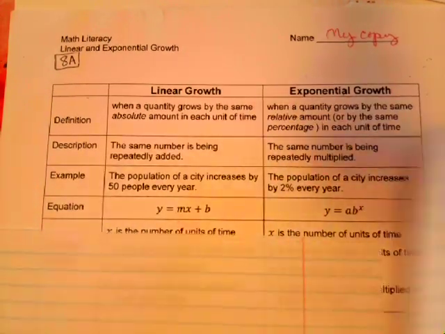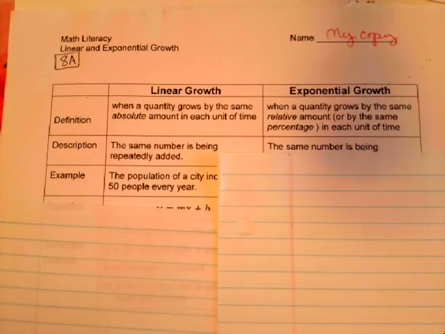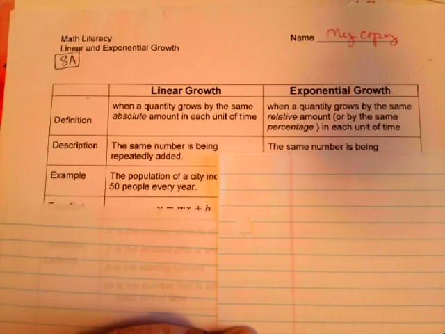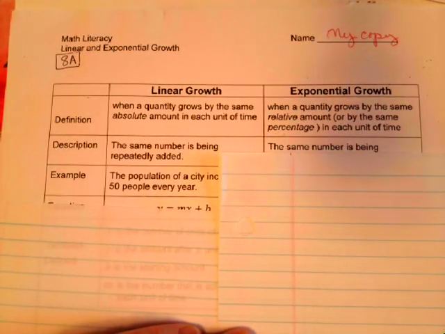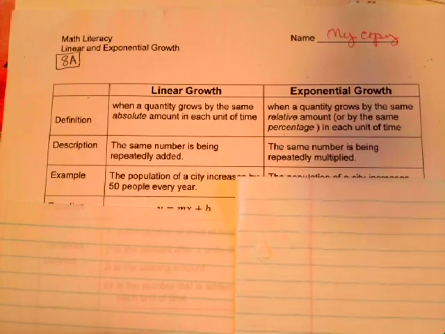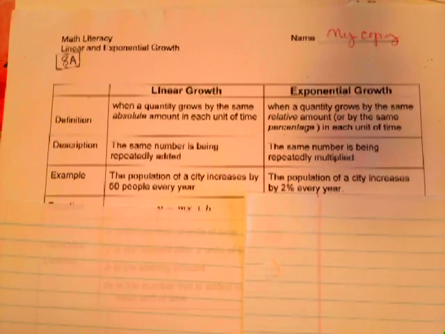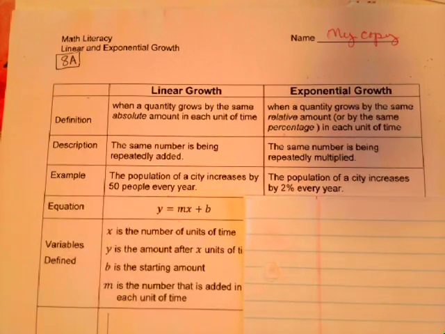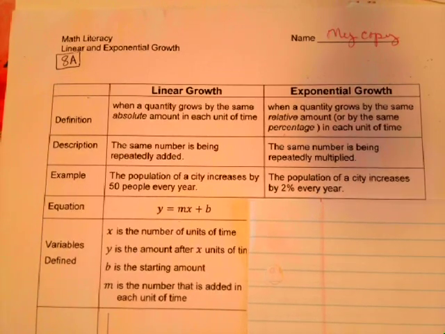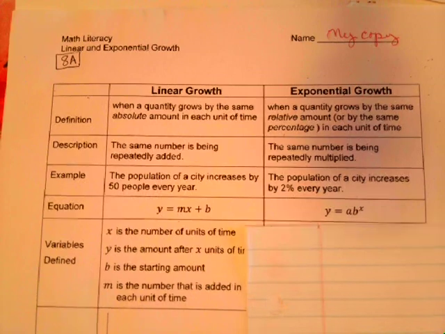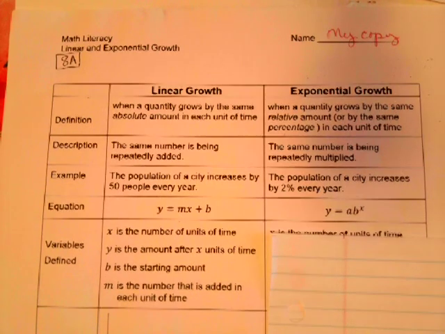For exponential growth, a quantity grows by the same relative amount, or by the same percent, in each unit of time. So if it's telling you what percent it's going up, that's going to be the same number being repeatedly multiplied. It's exponential. Example, the population of a city increases by 2% each year. The equation is going to look like y equals a b to the x power.